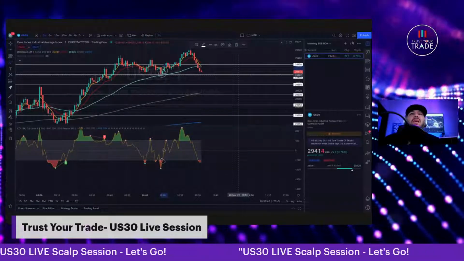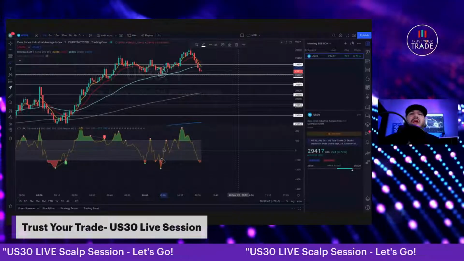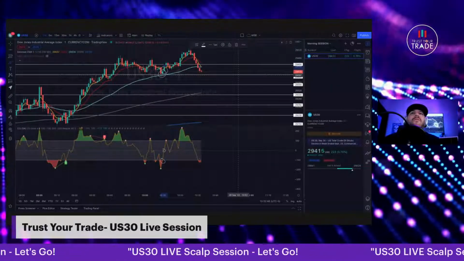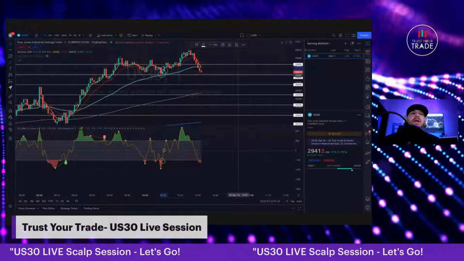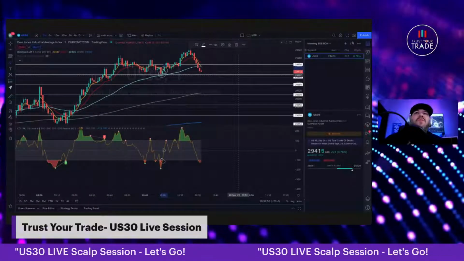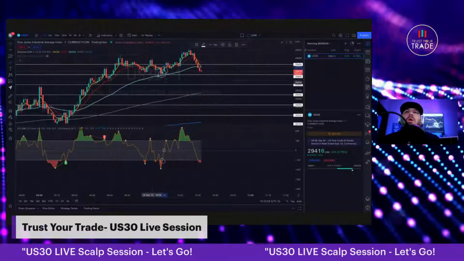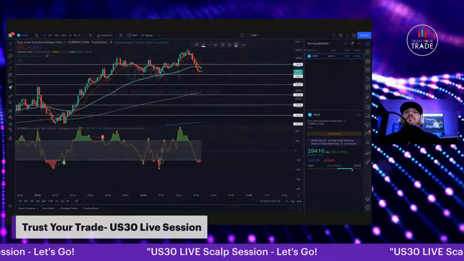Okay, so as you can see here, we're in oversold. We're not going to get into any trade right now because we don't know how far she can drop. Okay, we called out that 29,400. I'd like to see 29,350, another 50 points, and she could break through this zone.